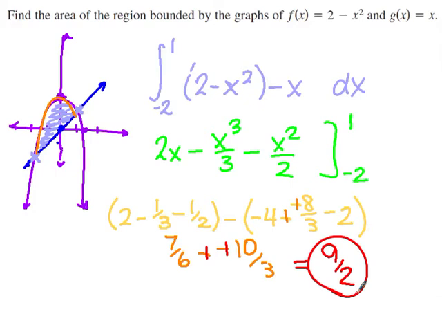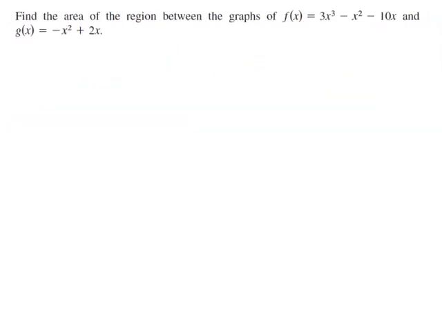So, are you understanding the area? We're going to look at one more for today's lesson. And this one says find the area of the region between the graphs f of x equals 3x cubed minus x squared minus 10x and g of x equals -x squared plus 2x. So once again, the biggest thing you need to start with is graphing.